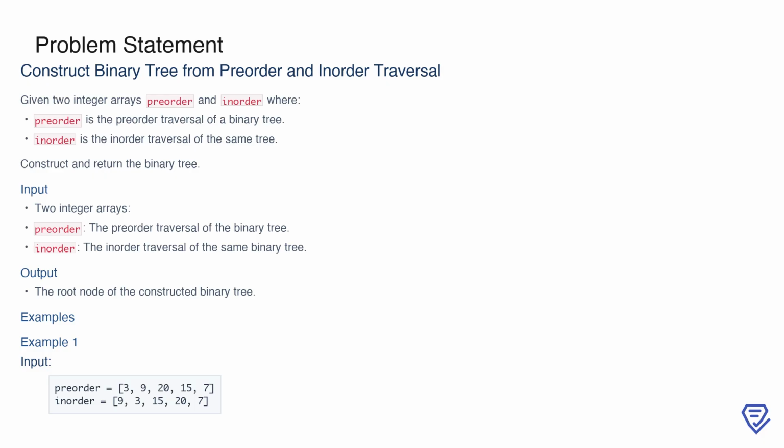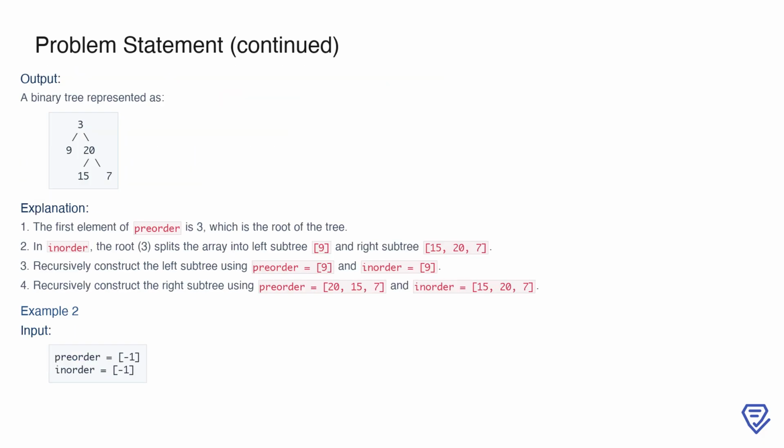structure. For the first example, the input preorder array is 3, 9, 20, 15, 7, and the inorder array is 9, 3, 15, 20, 7. The output is a binary tree that looks like this. The root node is 3, with a left child of 9 and a right subtree rooted at 20. The right subtree of 20 further splits into left child 15 and right child 7.